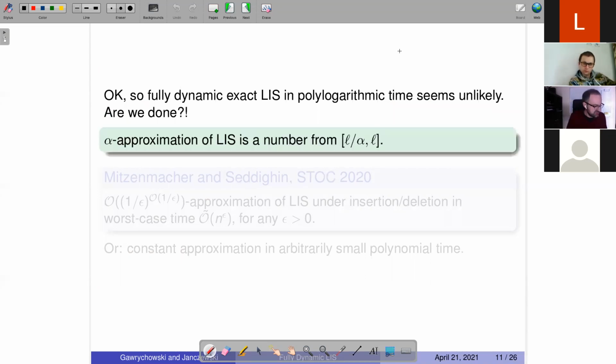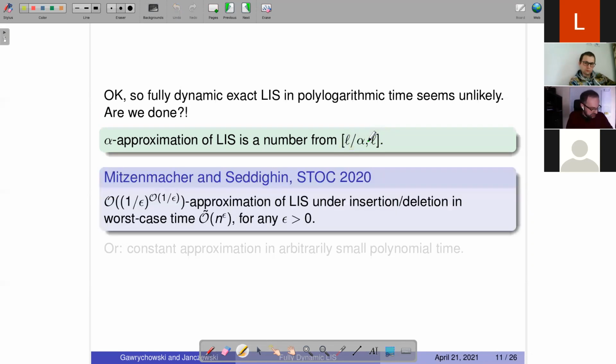So it's natural to consider approximation of the longest increasing subsequence. And the natural way to define an approximate version of this problem is to talk about alpha approximation. An alpha approximation is that you should output a number between L over alpha and L, where L is the longest increasing subsequence. Okay, so this is the alpha approximate longest increasing subsequence.